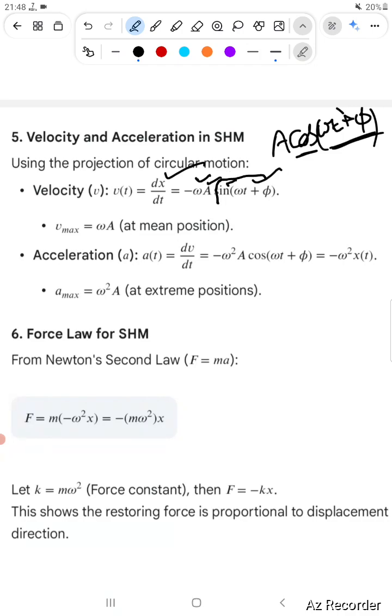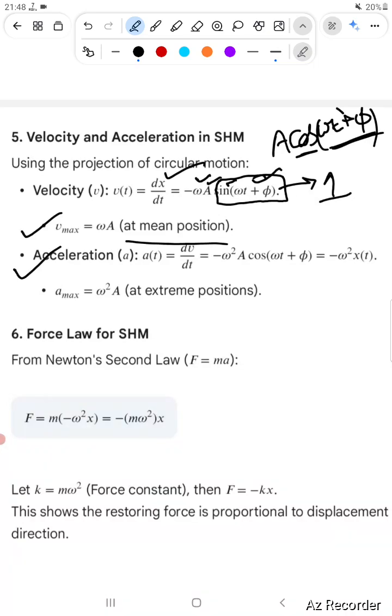Sine(omega t plus phi) varies from 0 to 1, so its maximum value is 1. So we can say the maximum velocity is omega A, which is at the mean position, because when the body is passing through the mean position, it goes with maximum velocity. For example, a simple pendulum.